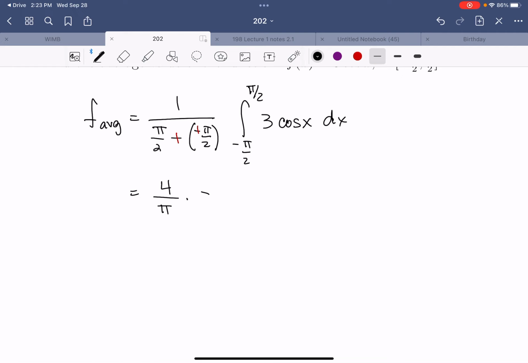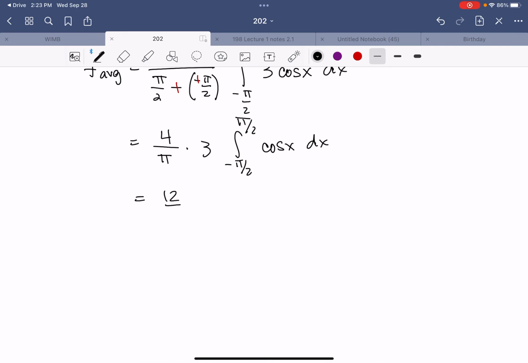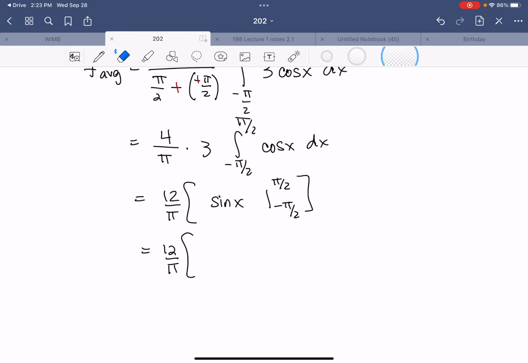I'm going to bring the 3 out front of my integral, and I'm going from negative pi over 2 to pi over 2 of cosine x dx. This becomes 12 over pi. Antiderivative of cosine is sine, positive sine, and we're going from negative pi over 2 to pi over 2. So this is 12 over pi times the sine of pi over 2. Let's not erase. Sine of pi over 2 minus the sine of negative pi over 2.